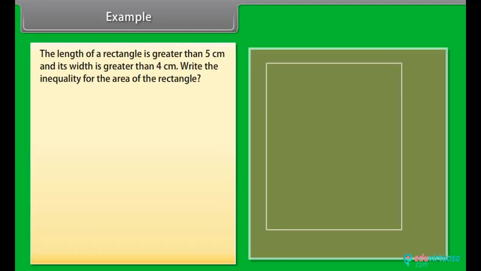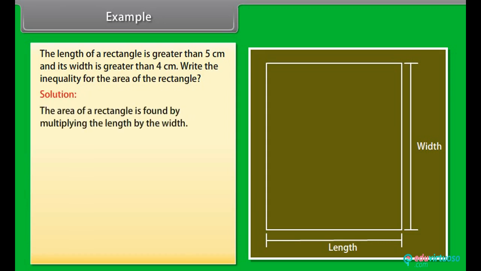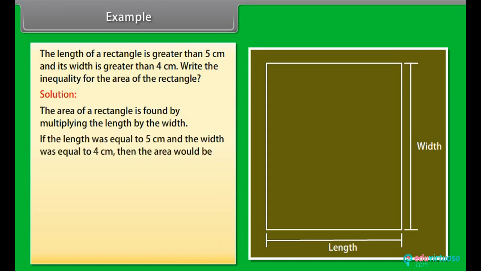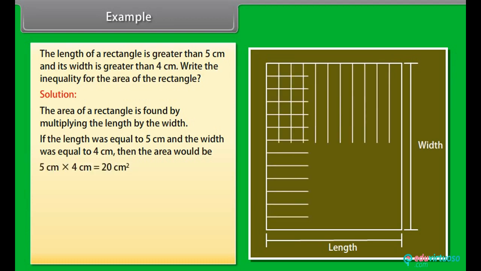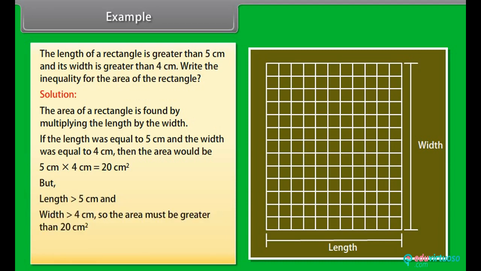Example. The length of a rectangle is greater than 5 cm and its width is greater than 4 cm. Write the inequality for the area of the rectangle. Solution. The area of a rectangle is found by multiplying the length by the width. If the length was equal to 5 cm and the width was equal to 4 cm, then the area would be 5 cm into 4 cm is equal to 20 cm square. But the length is greater than 5 cm and the width is greater than 4 cm, so the area must be greater than 20 cm square.